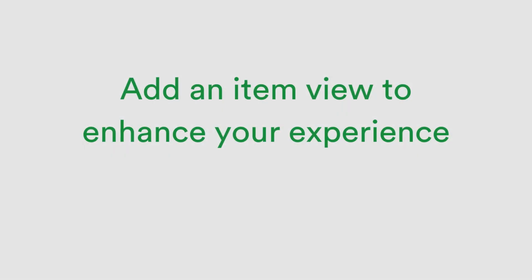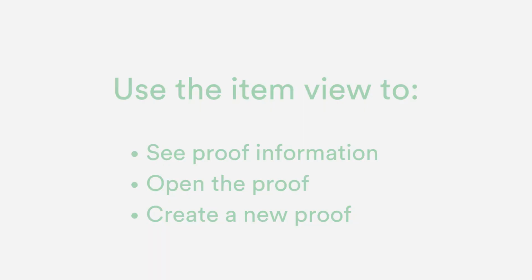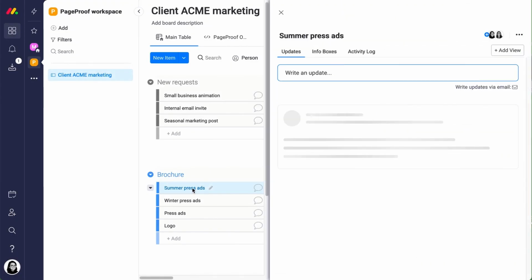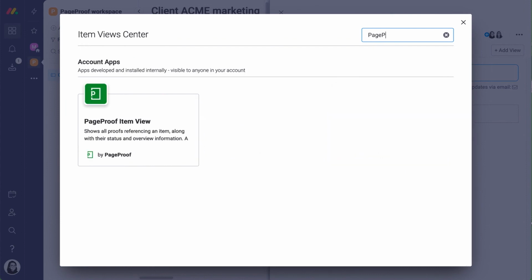To enhance your integration further, you'll want to add an item view. The item view will give you more information about the proof and let you open the proof quickly from inside of Monday.com. Let's do this now. Step 1. Open the item on the board which you've just referenced the proof. Then click Add View and search PageProof to add the Item View widget.